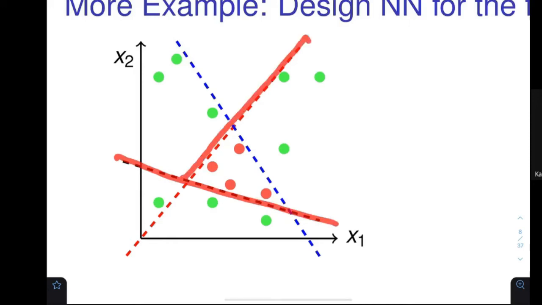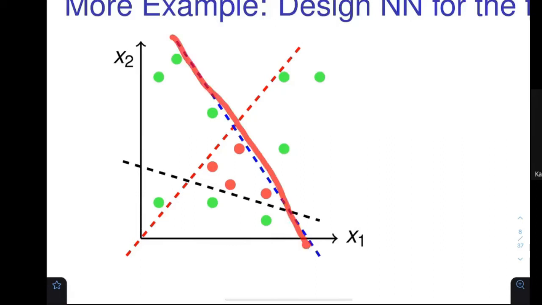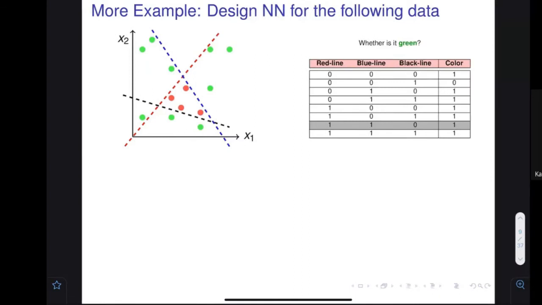So I am going to ask whether the red line is a correct line to do the classification. No, we have seen earlier because it has an error. Whether the blue line is correct? No. Whether the black line is correct? The answer is no. None of these lines is correct by itself. But then we can build a logic out of this. For example, we want to find out the condition when these points are green.